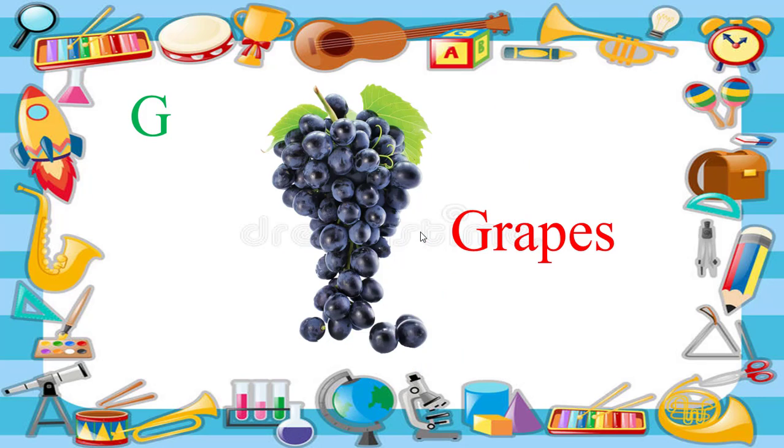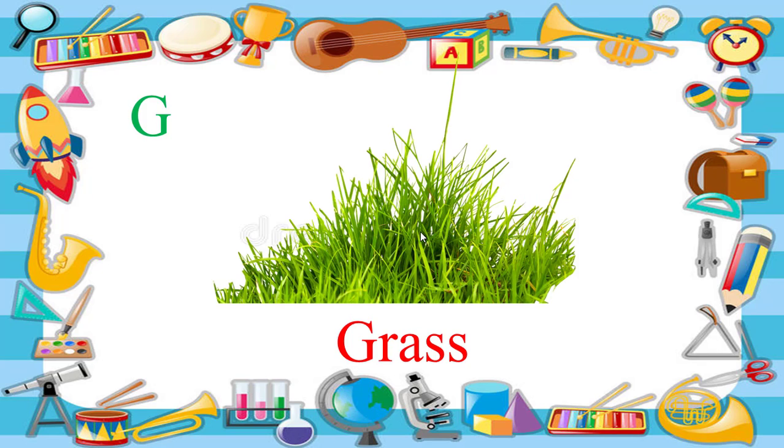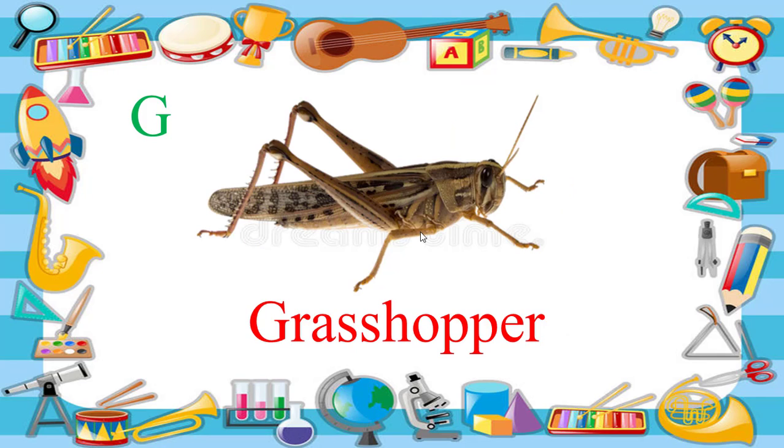G is for grapes. Grapes. G is for glue. Glue. G is for grass. Grass. G is for grasshopper. Grasshopper.